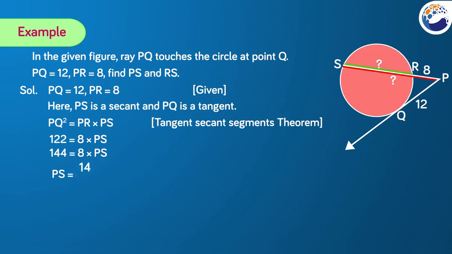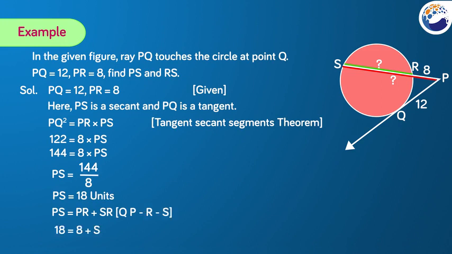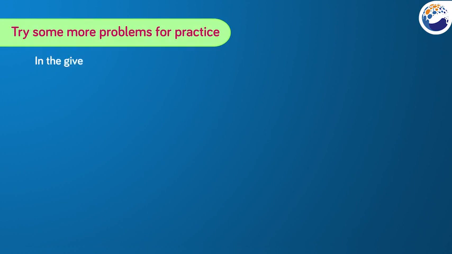PS is equal to 144 upon 8. PS is equal to 18 units. PS is equal to PR plus SR, P-R-S. 18 is equal to 8 plus SR. Therefore, SR is equal to 10 units. Try some more problems for practice.